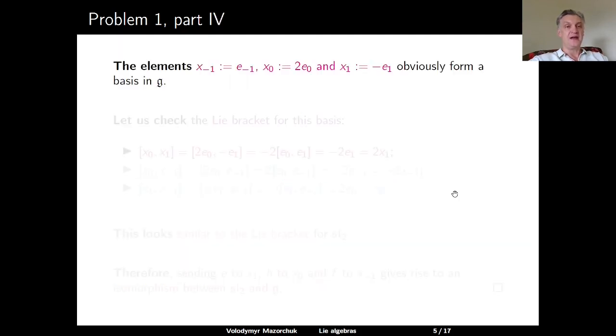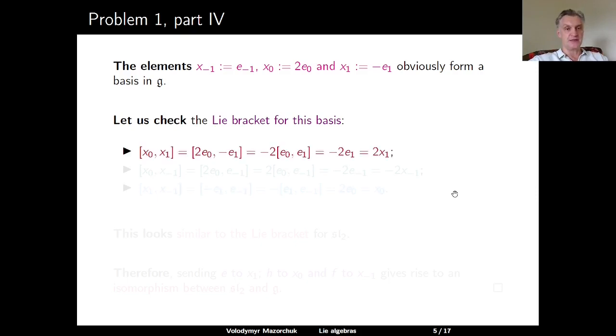So now define the elements: x minus 1, we set it to be the element E minus 1, we define the element x0 as 2E0, and we define the element x1 as minus E1. Of course, these are just scalar multiples of the original basis elements, so they obviously form a basis in G. Let us now check the Lie bracket for this basis.